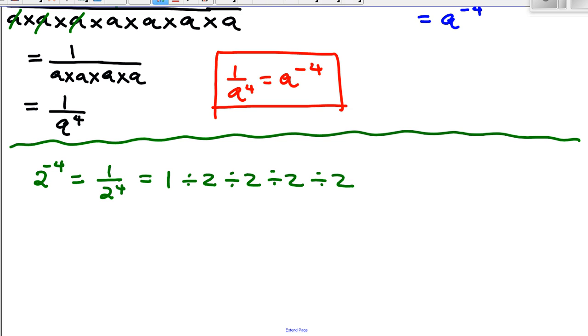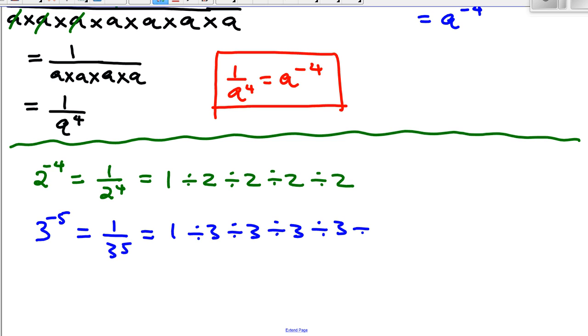Another example, if I have 3 to the power negative 5, that is the same as, from our conclusion up there, 1 over 3 to the power 5, which will be equal to 1 divided by 3, divided by 3, divided by 3, divided by 3, divided by 3, 5 times. So 1, 2, 3, 4, 5. And that will be the result of 3 to the power negative 5.